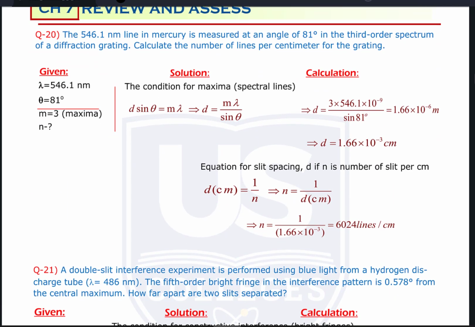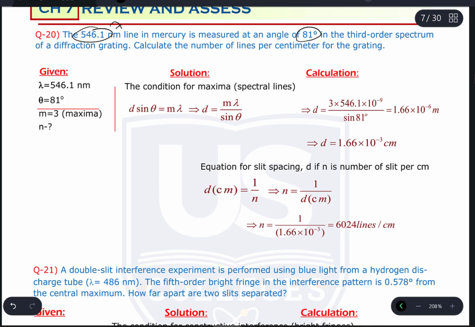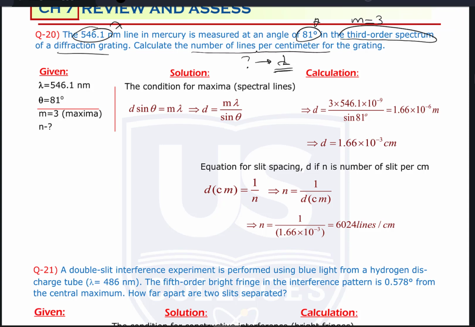Question number 20. A 546.1 nanometer line in mercury is measured at an angle of 81 degrees. This is the wavelength of the light, and this light is measured at an angle of 81 degrees, which is theta, at the third order spectrum, yani third bright, third maximum, m is equal to 3, over a diffraction grating. Calculate the number of lines per centimeter. Of course, to calculate the number of lines per centimeter, first you have to calculate what is the slit spacing. After the slit spacing, we can get how many lines per centimeter. So D must be calculated first.